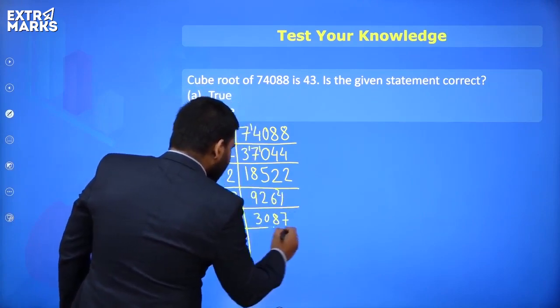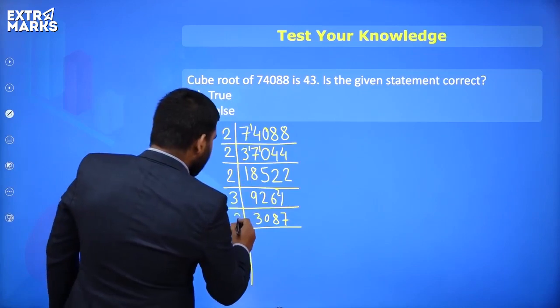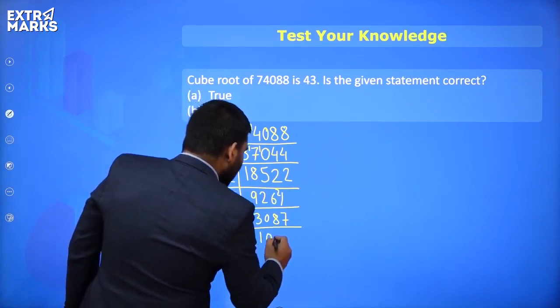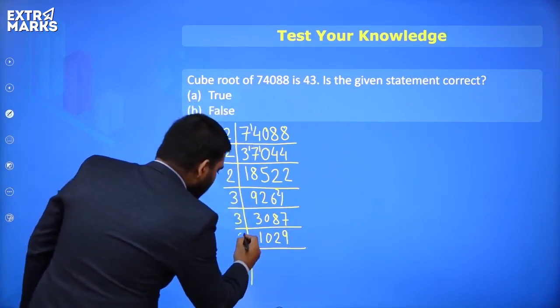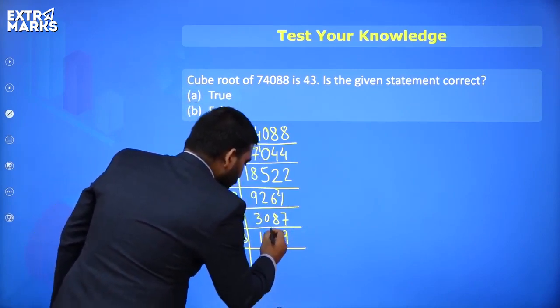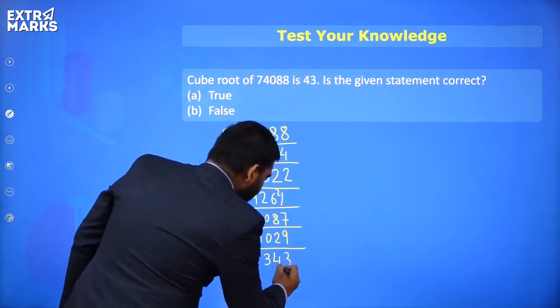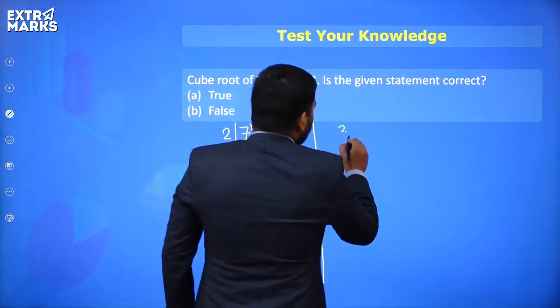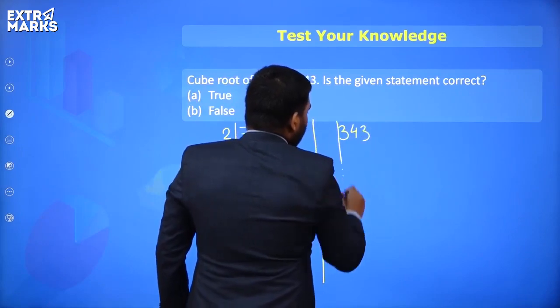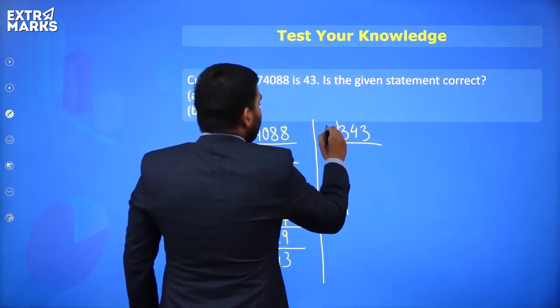Now everyone, this number is again divisible by 3. 3 10s are 30, 3 2s are 6 and 3 9s are 27. Again divisible by 3, 3 3s are 9, 3 4s are 12, 3 3s are. Now what do we have, everyone? We have 343. So 343, you all know it is divisible by 7.